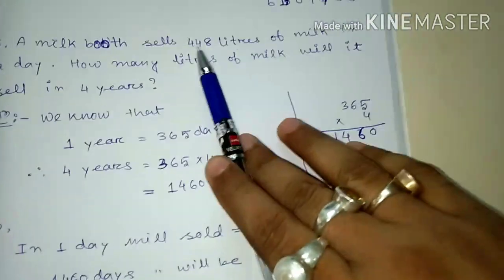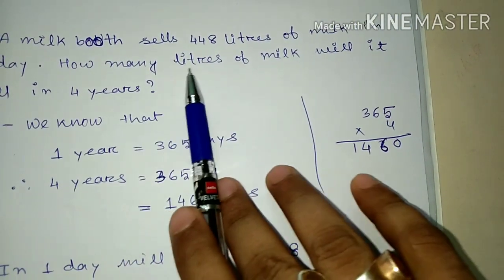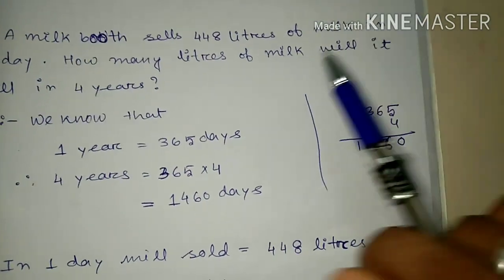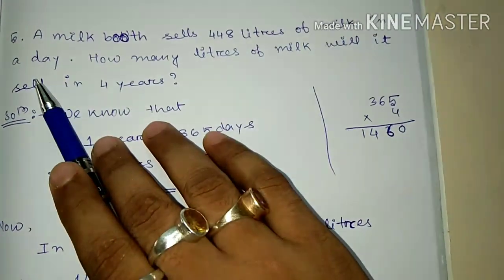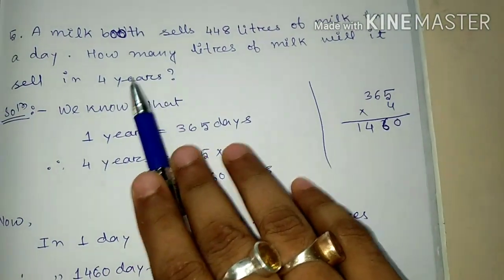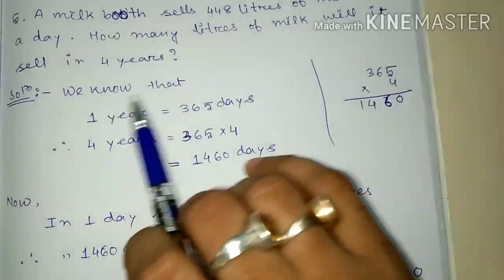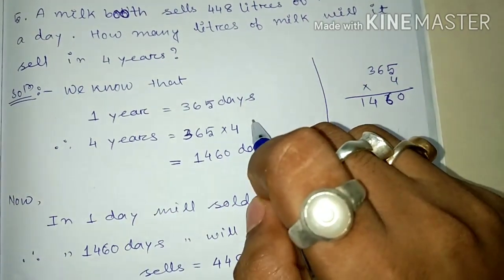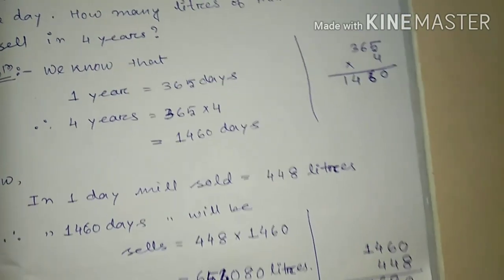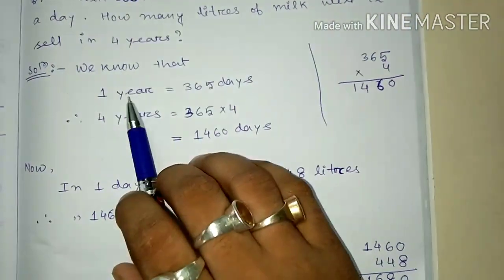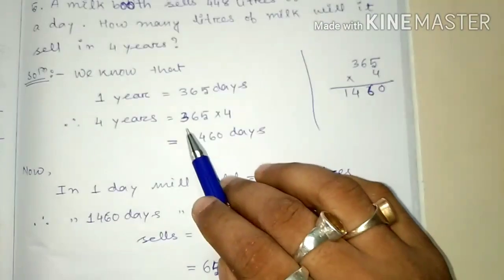A milk boat sells 448 liters of milk in a day. How many liters of milk will it sell in 4 years? So here it is given per day, so you have to find in 4 years. So first you convert this 4 years into days. Okay, we know that 1 year equals 365 days. Therefore 4 years equal to what? 4 years equal to 365 into 4.